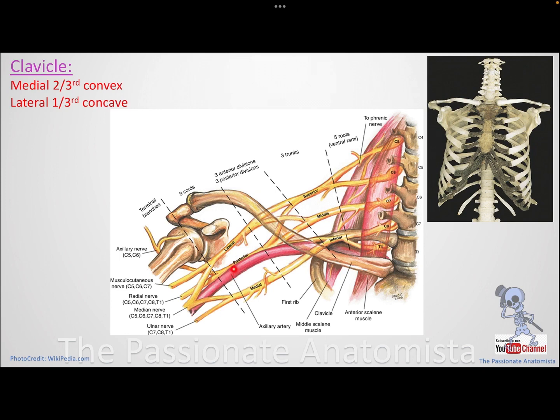All right, so this is why the medial 2/3 is convex and the lateral 1/3 is concave, because we need this bone to go all the way back and get connected with the acromial process to make what we call the acromioclavicular joint. At the end of the day, we want the bone to come back and make a connection here at the acromioclavicular joint. So that's why the medial 2/3 is convex and the lateral 1/3 is concave in the clavicle bone.